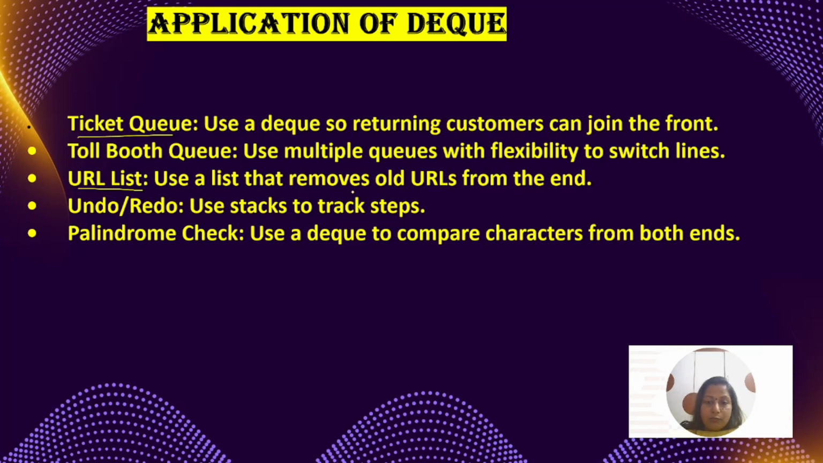Next one is a URL list. Use a list that removes old URLs from the end. By URL we mean Uniform Resource Locator. When you have a list, you can remove the old entries and add to the front of the URL list. The undo and redo option can also use it, along with stacks, to track the steps.